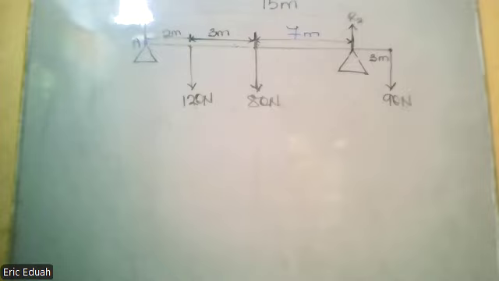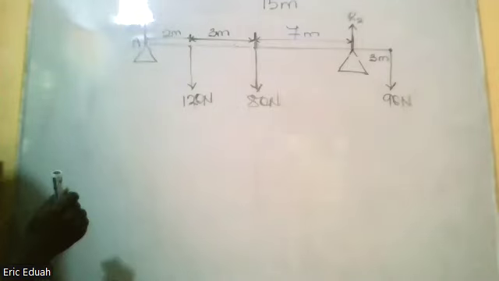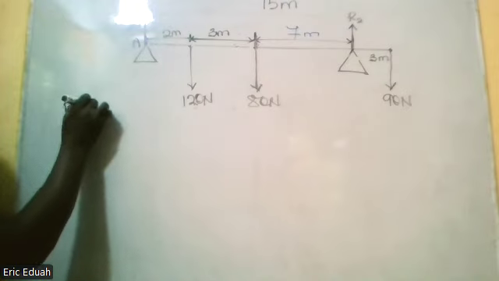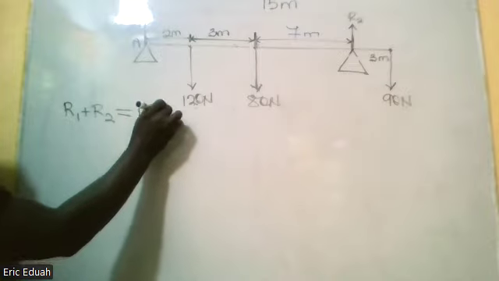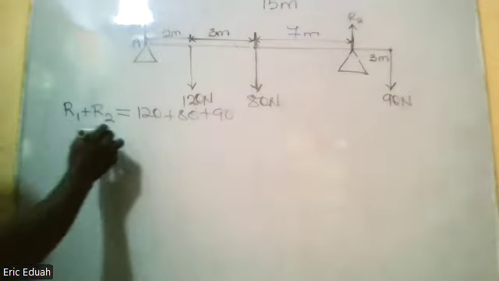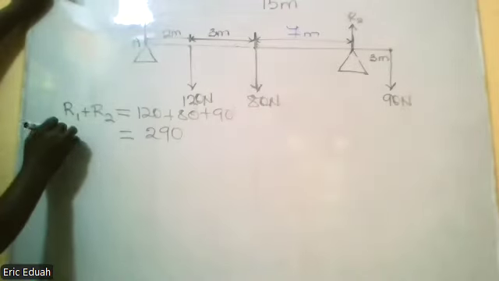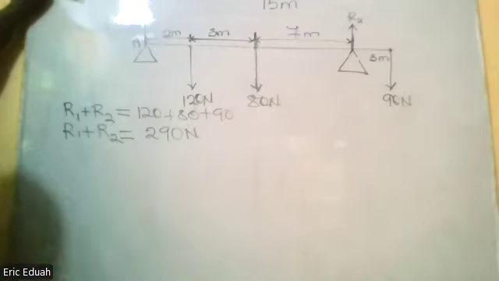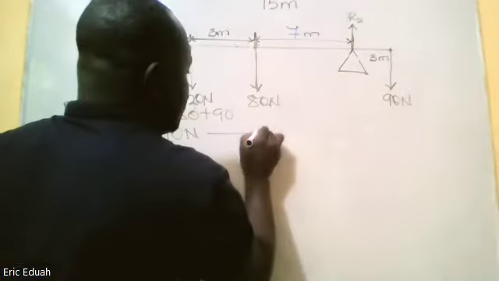So let's apply the principles of moment. Sum of upward forces must be equal to the sum of downward forces. So R1 plus R2 must be equal to 120 plus 80 plus 90. When you sum this up, you have a total of 290. So this becomes equation 1.